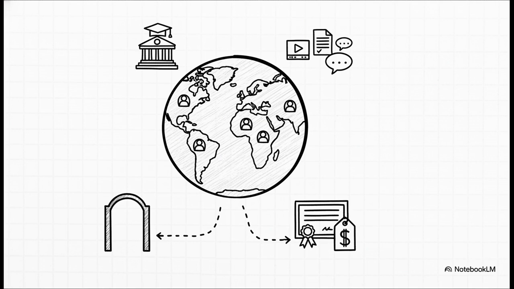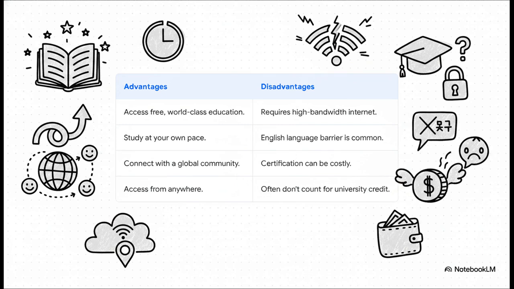You've got top-tier universities and huge tech companies offering super high-quality video lectures and materials to anyone, anywhere, on platforms like Coursera or edX. The way they usually work is what we call freemium. You can learn all the stuff for free, but if you want that official certificate at the end, that's going to cost you. I mean, the upsides here are nothing short of revolutionary. Getting free access to a world-class education is a total game changer.